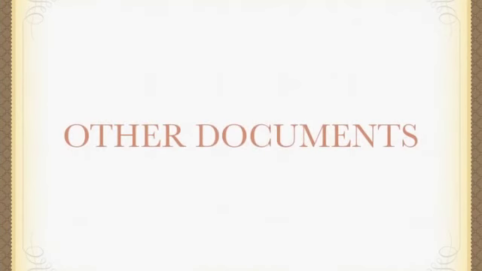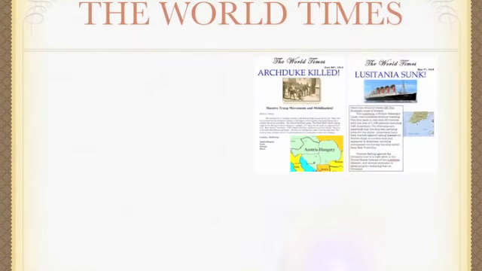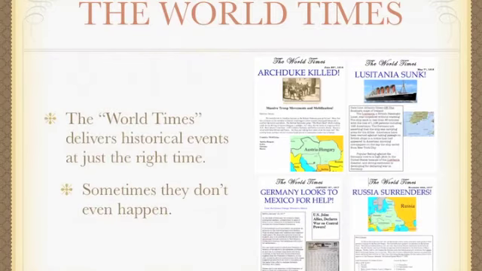Other documents are included in the simulation. The World Times is a set of 4 newspaper headlines from a fictitious newspaper. The first newspaper starts the simulation in 1914 when the Archduke Francis Ferdinand is assassinated in Sarajevo. The second newspaper headline highlights rising tensions between the United States and the Central Powers after the British passenger liner Lusitania is torpedoed by a German submarine.